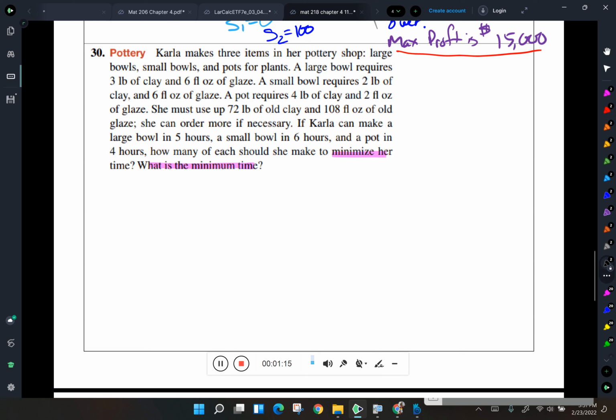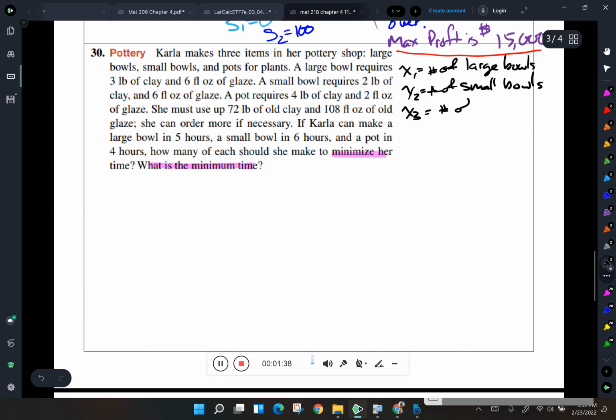Our unknowns are going to be x sub 1, x sub 2, and x sub 3. X sub 1 is going to be the number of, I'm going to call them the large bowls. Let's do it in order. X2 will be the number of small bowls. And X3 will be the number of, is it pots? Yeah, pots for plants.